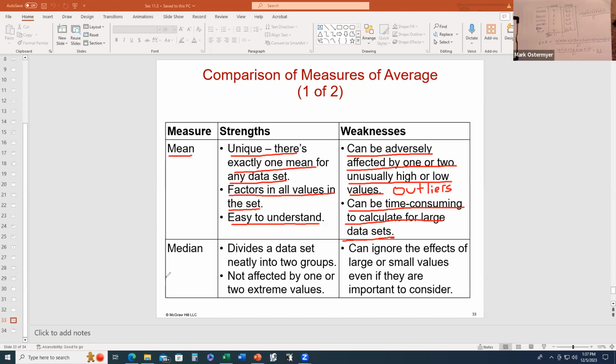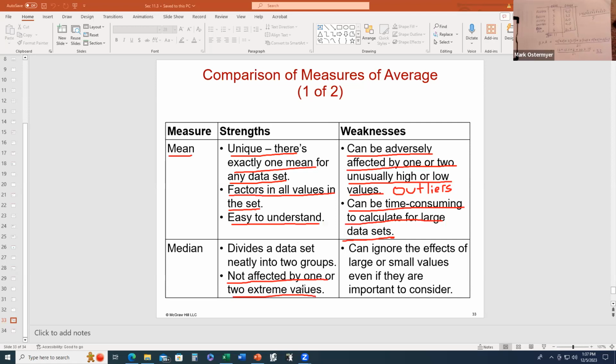Okay. Now, the median. What are the strengths and weaknesses of the median? The strength is that the median is always going to be physically the middle of your data set, regardless of whether you have outliers or not. It always will be the middle. It literally divides your data set into two groups: data values that are below the median versus data values that are above your median. And the median is not affected by outliers like the mean is. These are the strengths of using the median as a measure of central tendency.